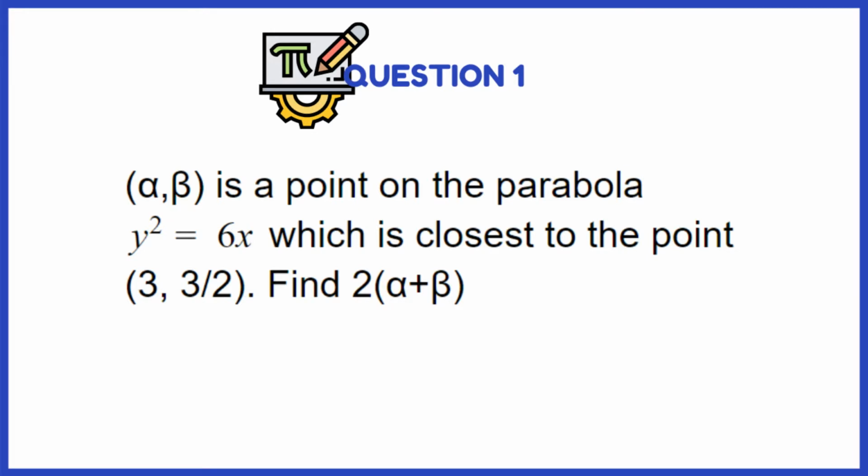Okay, so the first question is telling us alpha comma beta is the point on y squared equal to 6x, that is a parabola. It is closest to the point 3 comma 3 by 2. So you have to find 2 into alpha plus beta. At first it is telling that alpha comma beta is a point on the parabola y square equal to 6x.